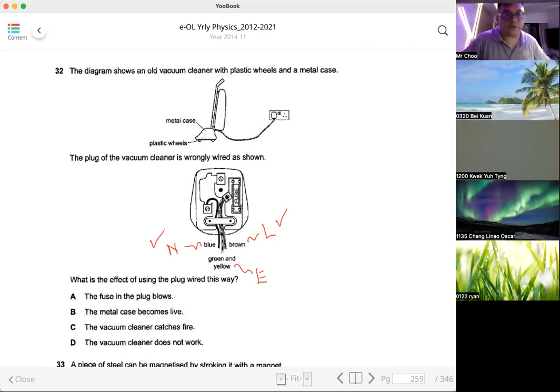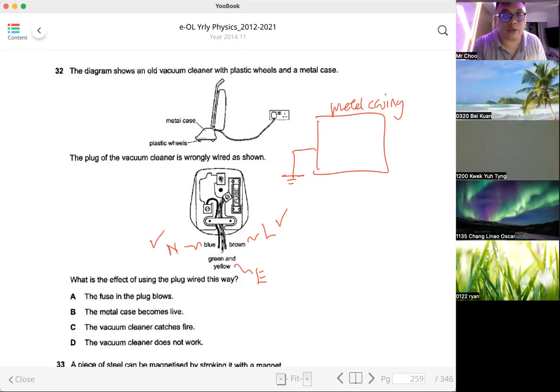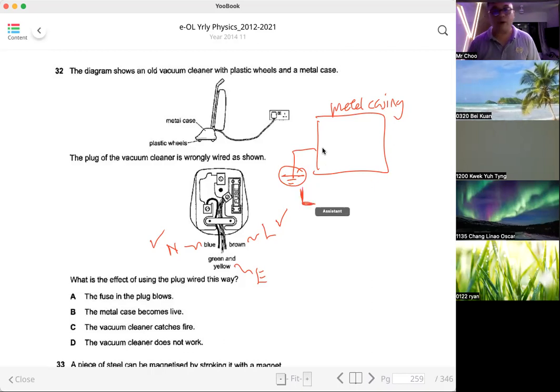So when your earth is connected to the live, remember, why do you need an earth wire? Because your appliance has a metal casing, so you need to earth it so that you don't get shocked. To earth it, you need to connect to the earth point in your 3-pin plug. So instead of joining to the earth, you are now joining this wire to your live. What happened? Your metal casing will become live. And therefore the answer is B. Clear?